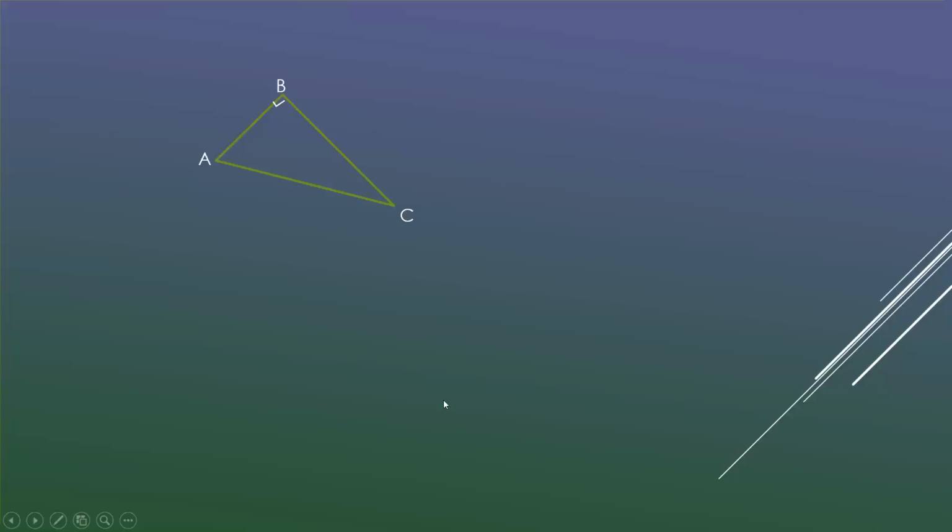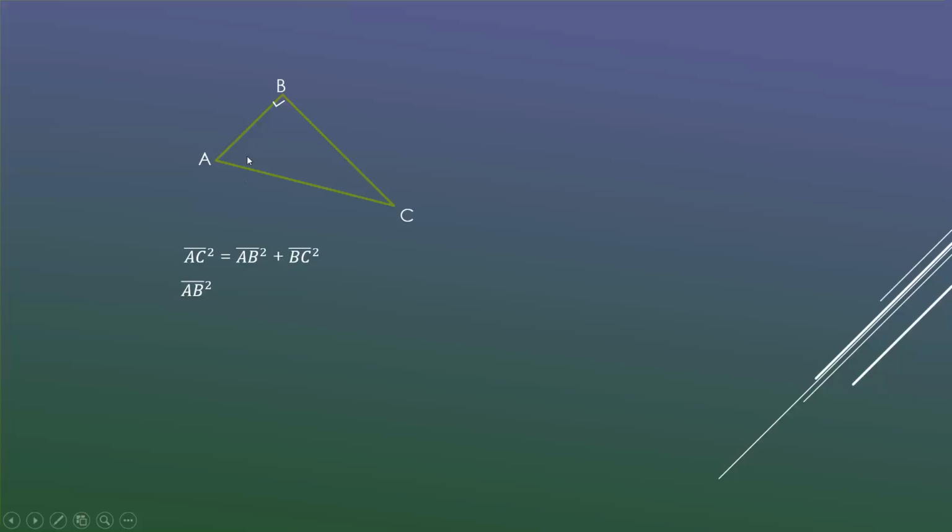Now look at this triangle. ABC is a right triangle and B is the right angle. From the previous video, we know that AC is the hypotenuse while AB and BC are legs. The Pythagorean theorem states that the square area on the hypotenuse is equal to the sum of the square areas on the legs. So in this triangle, we can write down that AC square is equal to AB square plus BC square.